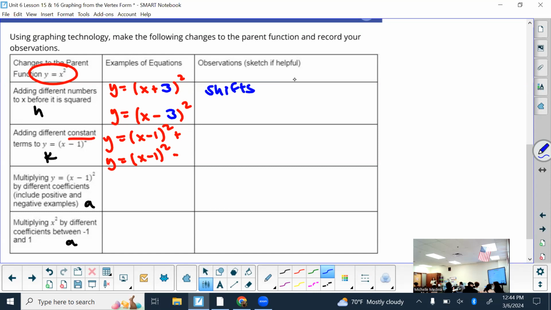How did this change the graph? How did adding or subtracting a number change the graph? It switches sides? What does that mean? Does it go up, down, left, right? Does it get smaller? Does it get wider? Okay, so it shifts it left or right if we are changing the H.